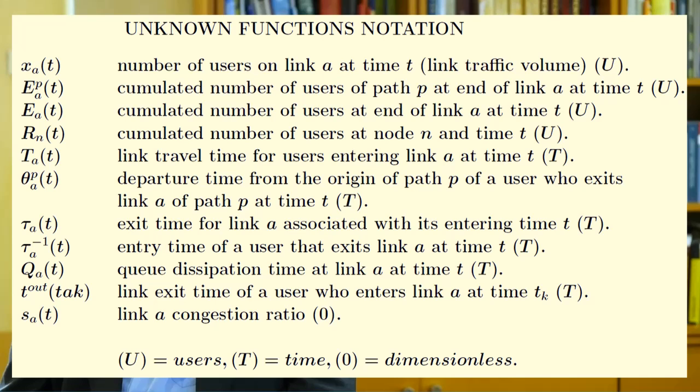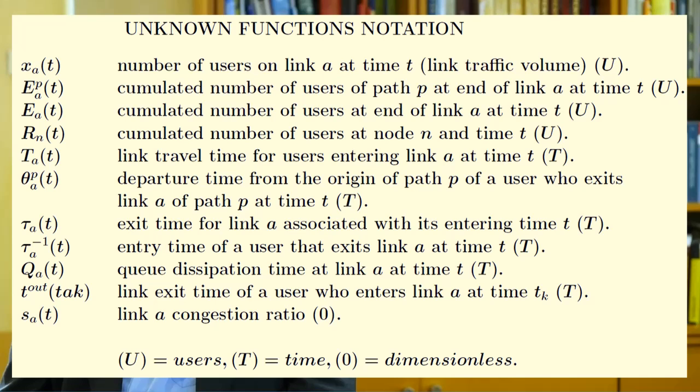EA of t is the accumulated number of users at the entrance of link A at time t. Rn of t is the accumulated number of users at node n and time t. TA of t is the link travel time for users entering link A at time t. Theta AP of t is the departure time from the origin of path P of a user who exits link A of path P at time t.